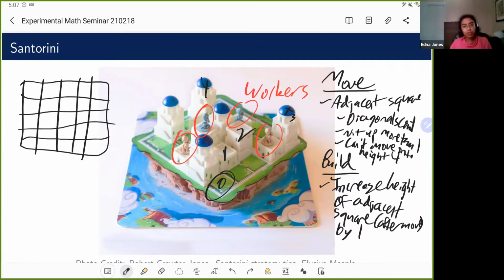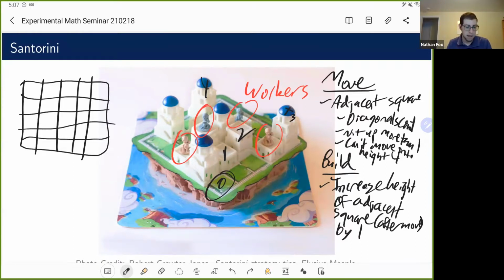Can you build on a square in which there's another worker? Oh, that's a good point. You cannot build where there's another worker. You also can't move where there's another worker. So that's how moving and building works, and the players take turns doing that.